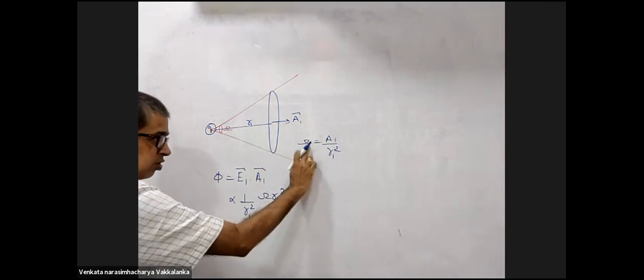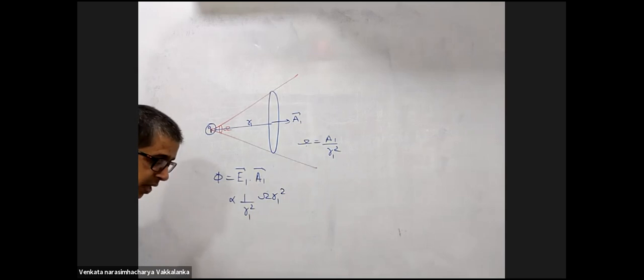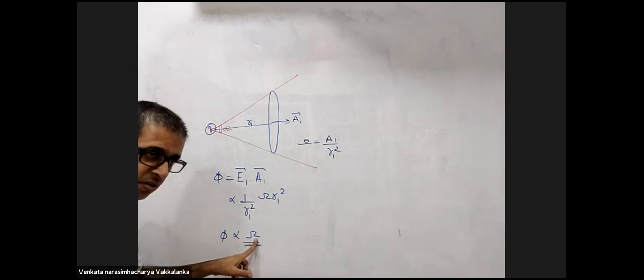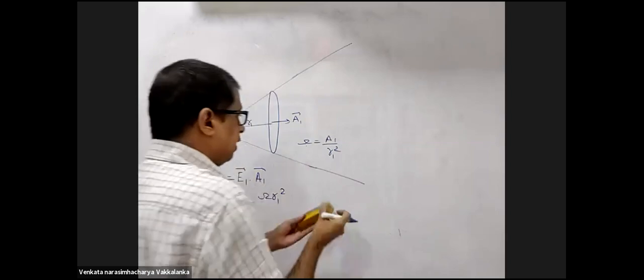Sir, so you are saying that solid angle can be the same for two different areas? Yes, if the solid angle is a constant, the area will be directly proportional to R1 square. That means if two surfaces subtend the same solid angle, flux will be the same. Two surfaces can subtend the same solid angle.